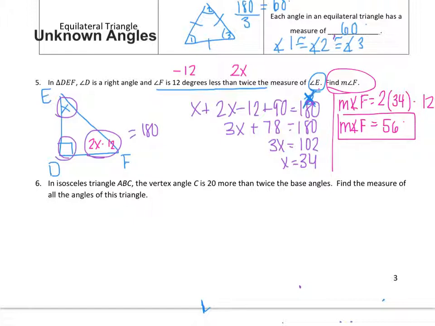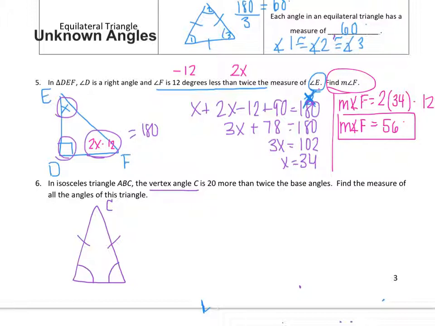In question 6, we have an isosceles triangle ABC. So I'm going to start by sketching an isosceles triangle. Remember, that's where there are two congruent sides. Because there are two congruent sides, there are also two congruent angles. The vertex angle C. Now when it says a vertex angle in an isosceles triangle, that's referring to the one that is not one of the congruent angles, meaning it's the one at the top.